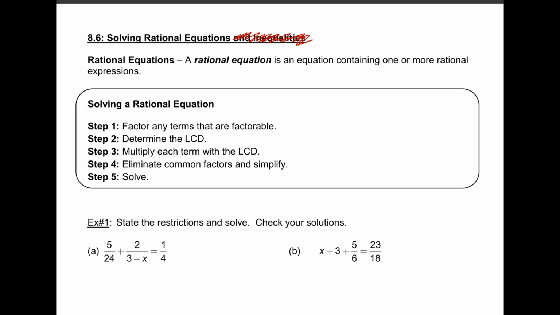Hello, welcome to screencast of 8.6. So a rational equation is literally a ratio. It's a fraction of two rational expressions.